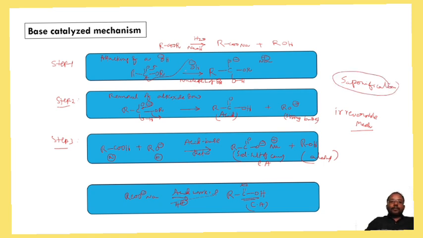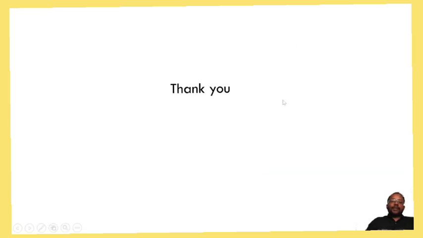So it is also a simple mechanism. Initially, attack of hydroxide ion forms the nucleophilic addition product. In the second step, the alkoxide ion is removed. This alkoxide ion acts as a strong base. In step 3, an acid-base reaction takes place, with exchange of a proton from the carboxylic acid to the alkoxide ion, forming the sodium salt of carboxylate and alcohol. Finally, this sodium salt of carboxylic acid on workup forms carboxylic acid. So this is the base catalyzed mechanism. Thank you.